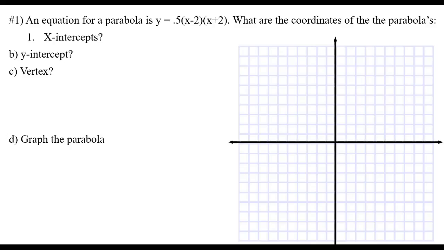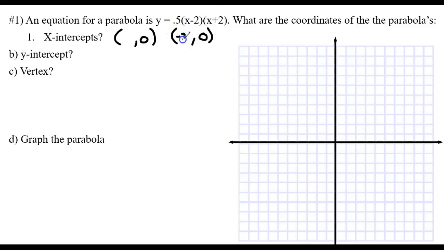All right, so let's look at one in factored form. We have an equation for a parabola: y equals a half times (x minus 2) times (x plus 2). What are the coordinates of the parabola's x-intercepts? We know x-intercepts are on this line right here, where y is 0. Most people are doing pretty well at figuring these out from an equation, or writing the equation given the intercepts. Well, what would make this binomial 0?